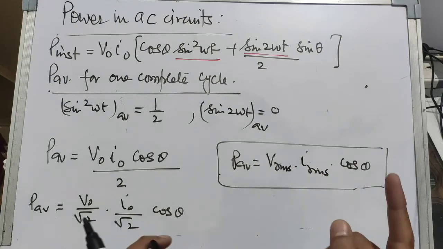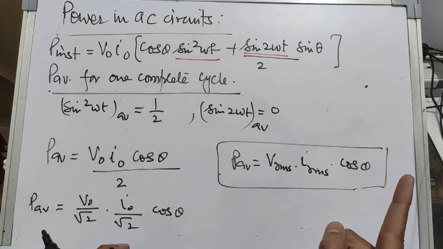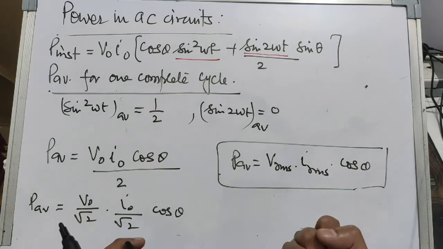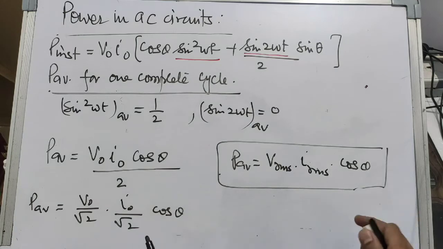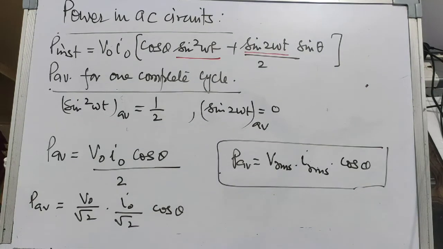Okay, for an LCR circuit, we have found that tan theta will be XL minus XC by R. Yeah, XC minus XL by R. So the average power consumed in one complete cycle of an AC circuit depends on the phase difference between the voltage and current.